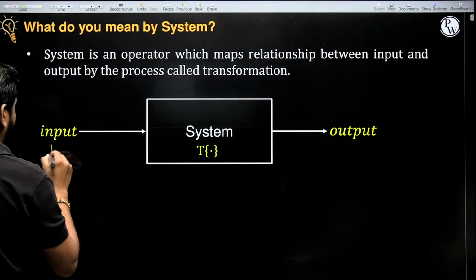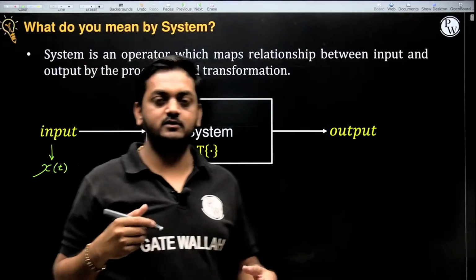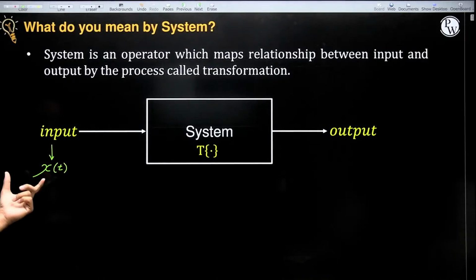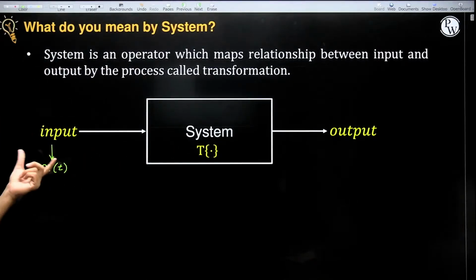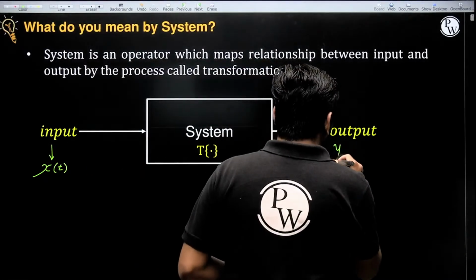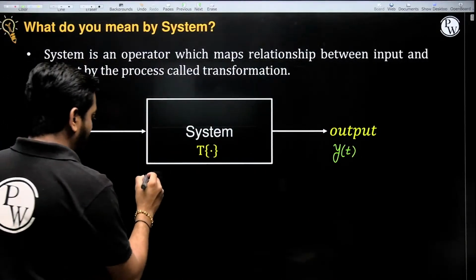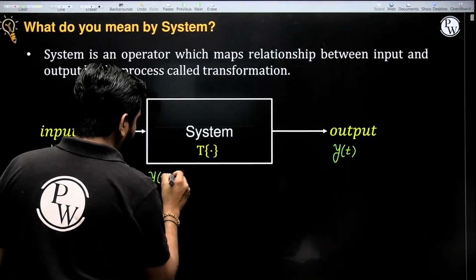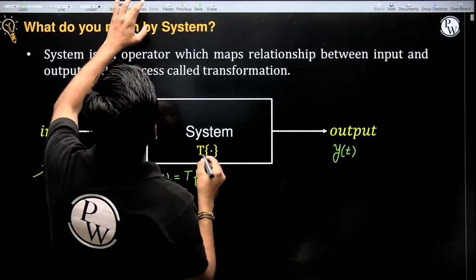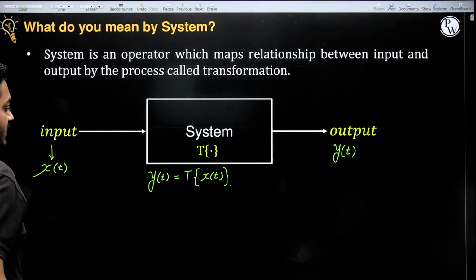So the input, let us consider x of t. It can be a continuous time signal, and it can be a discrete time signal also. The input is x of t, and for this input the system performs certain operations, and based on the operation it produces output y of t. The system represents the relationship between input and output signal. You can write it like this: y of t is nothing but a transformation on x of t.